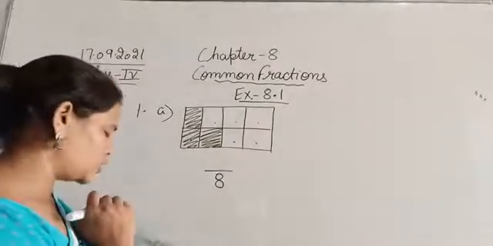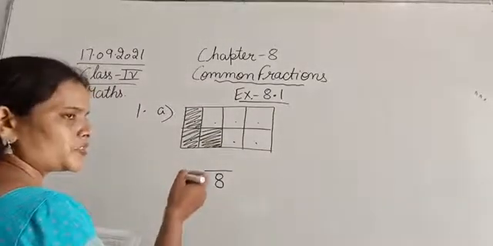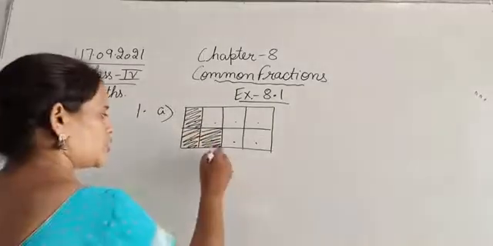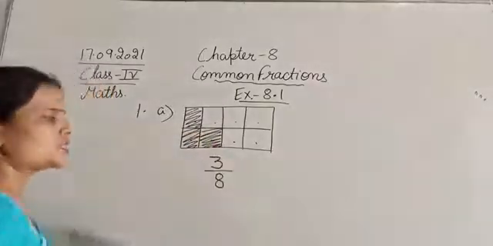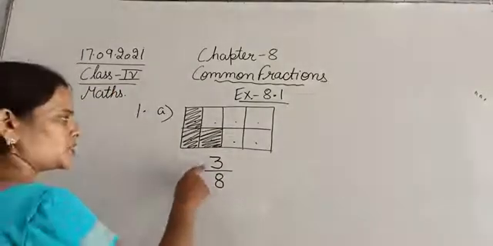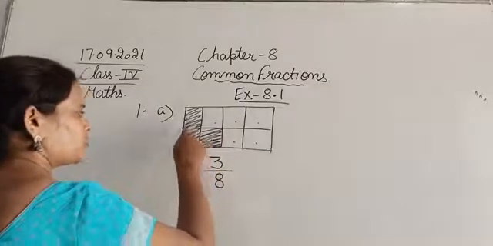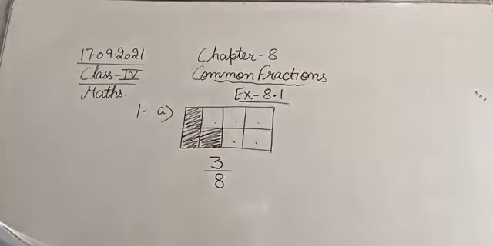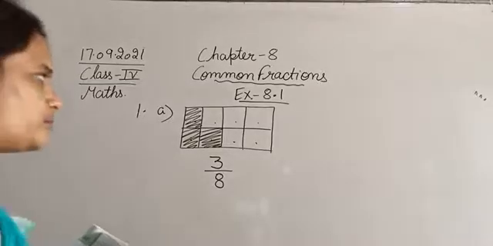So what is the fraction of the shaded part? पूछिए, how many parts are shaded? 1, 2, 3. 3 parts are shaded. So 3 upon 8. This is the fraction of the shaded part. Total 8 parts में से 3 parts shaded. So out of these 8 parts, 3 parts are shaded. So the fraction of the shaded part is 3 upon 8.